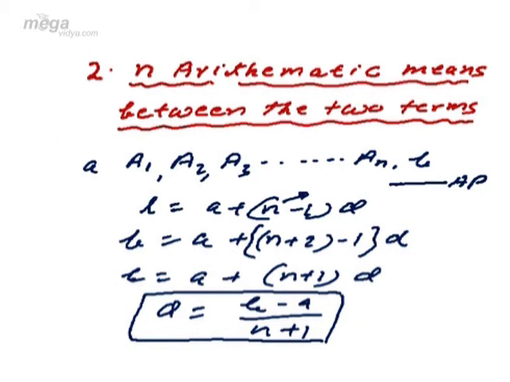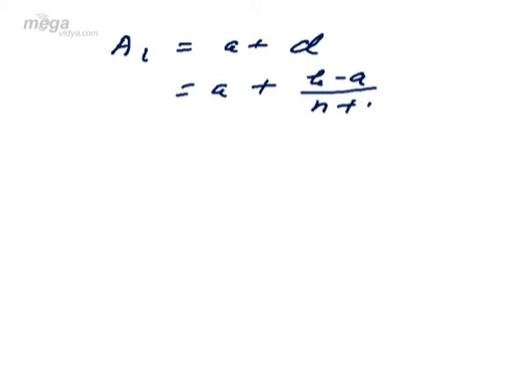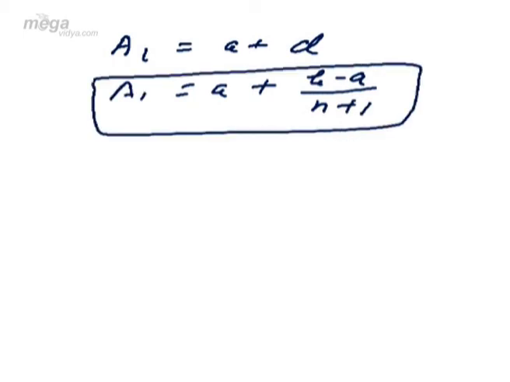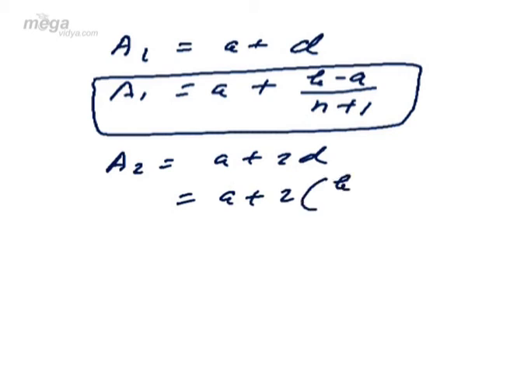Now we have to find A1, A2, A3, but you know already that A1 is the second term of this sequence, A2 is the third term, and A3 is the fourth term. If you want to find A1, it is the second term of that sequence, so A1 becomes a plus d, that is a plus (b minus a) upon (n plus 1). Suppose you want to find A2: that is a plus 2d, because this is the third term of that sequence. Therefore A2 is a plus 2 into (b minus a) upon (n plus 1).